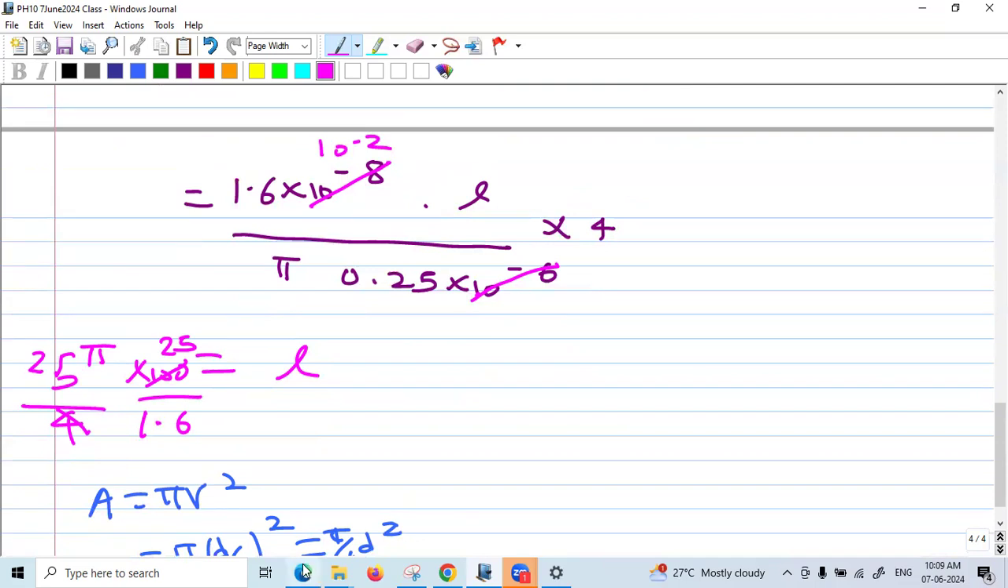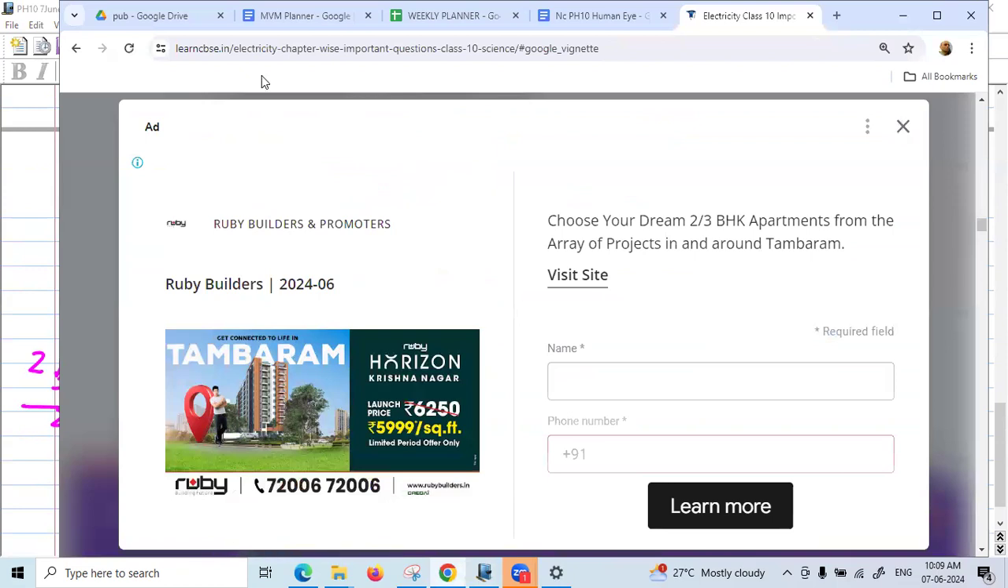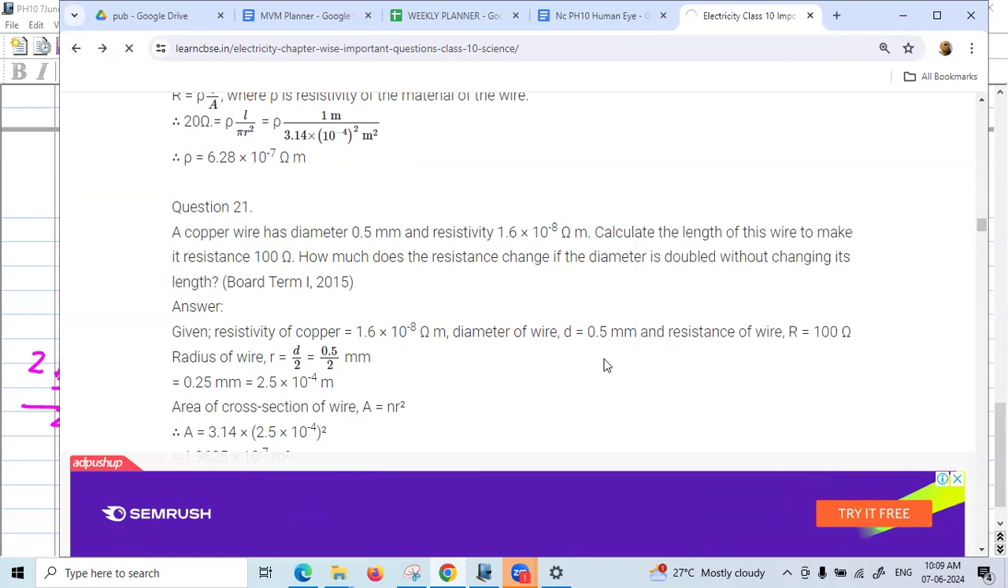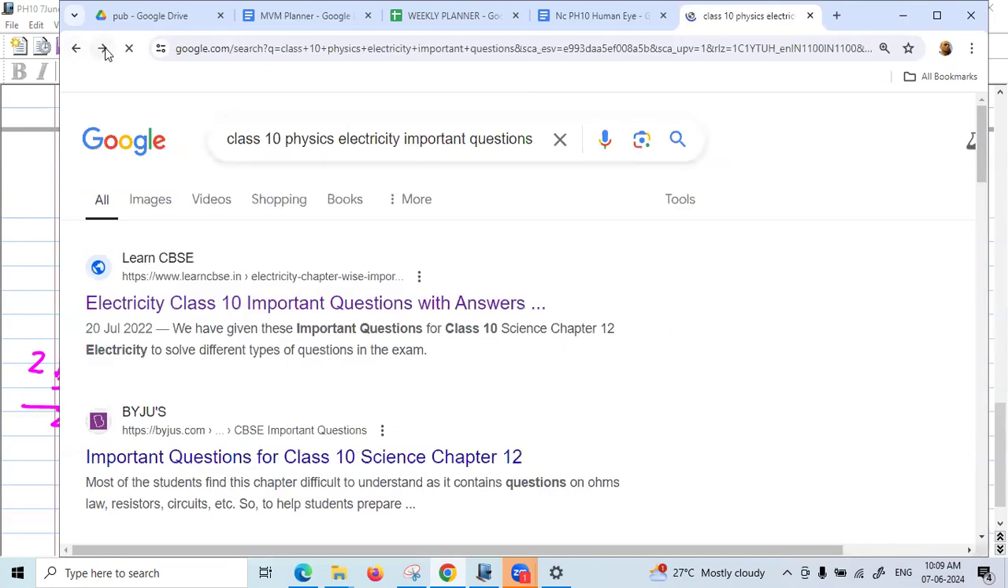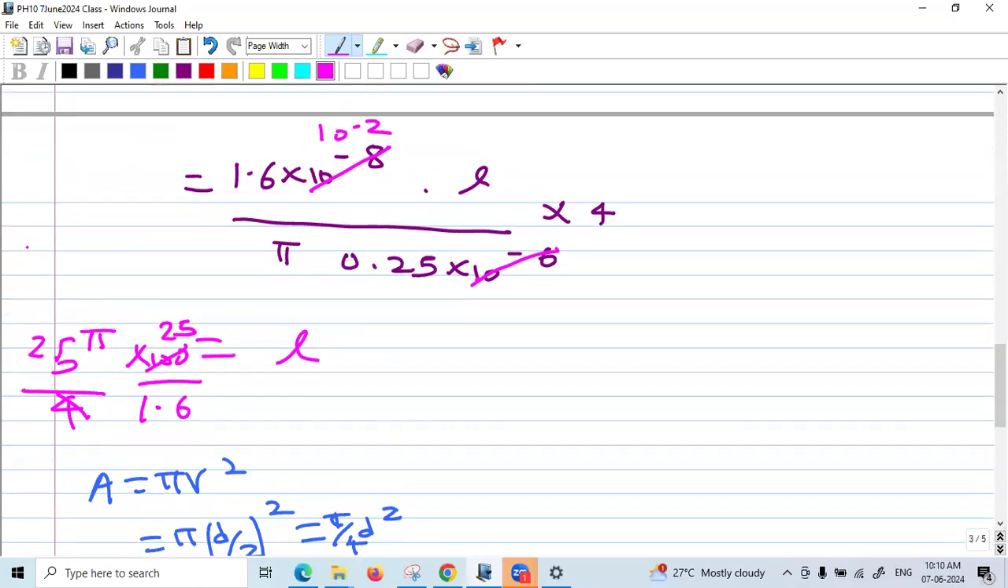What answer are they getting? Does everybody get this answer? Sir, could you please explain it again? I haven't simplified it. So this is coming out to be 1200. I'll just get the answer and explain it. 25 squared is how much? 625, right? 625 into 5 divided by 1.6.